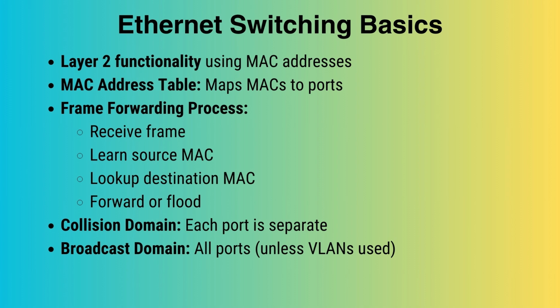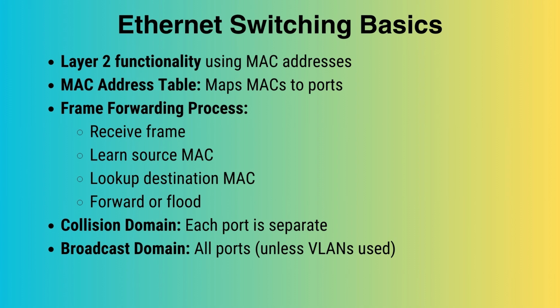Each switch port is a separate collision domain, meaning that data collisions are confined to individual ports rather than the entire network. This separation significantly reduces the likelihood of collisions and enhances network performance. All ports on a switch are part of the same broadcast domain unless VLANs, virtual local area networks, are implemented. A broadcast domain includes all devices that can receive broadcast frames sent by any device within that domain. By using VLANs, you can segment the broadcast domain, limiting broadcasts to specific VLANs and reducing network congestion. Understanding these basics helps optimize network performance and lays the foundation for more advanced concepts.